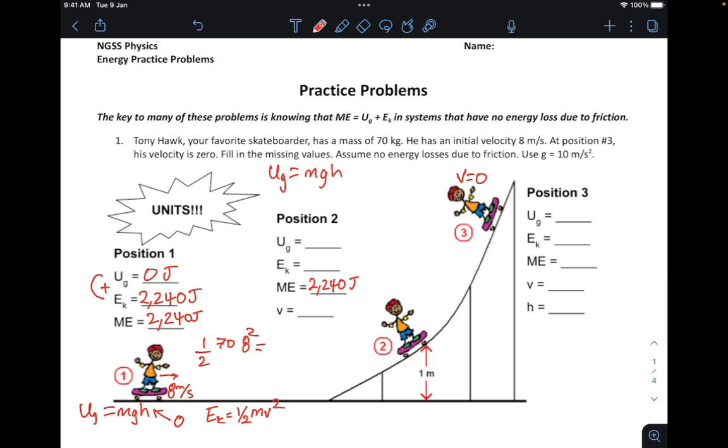All right, with my gravitational potential energy, UG is equal to mgh. His mass is 70. The gravity acting on him is equal to 10 meters per second squared. And the height that he reaches is 1 meter. Well, I know I don't need a calculator to do this. 70 times 10 is 700, times 1 is still 700. So I get 700 joules. So my gravitational potential energy is 700 joules.